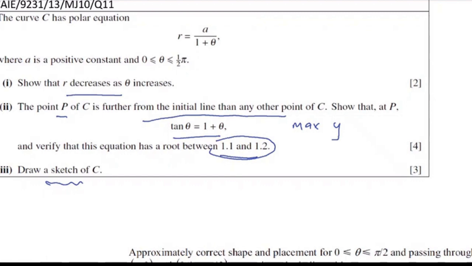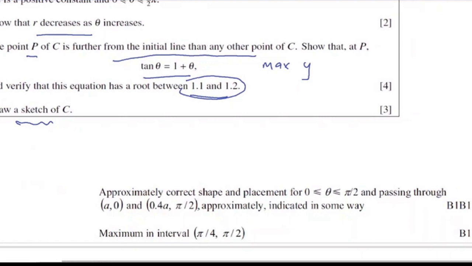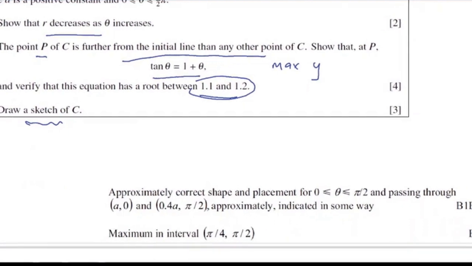So let's just look at the mark scheme straight away. They want, for the first 2 marks here, approximately correct shape and placement for 0 to pi over 2, passing through A, 0, and this 0.4a at pi over 2, approximately indicated in some way. Indicated in some way here means that they really want to see the intercept. So it's very important for us to mark the intercept correctly.